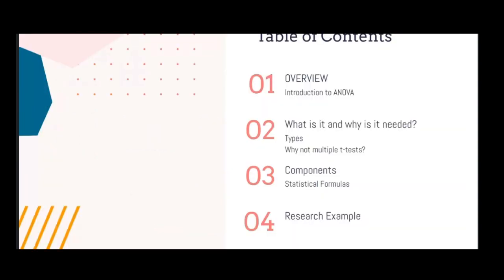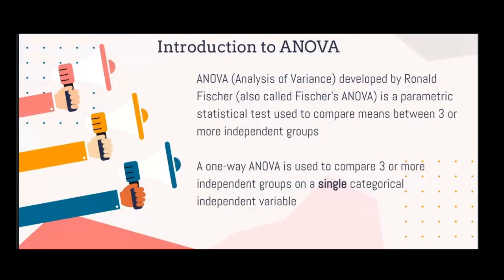So this is just a really quick table of contents. So the ANOVA, the full form is called the analysis of variance. Some clues as to what it does in those three words. But basically, this is a statistical technique that was developed by Ronald Fisher, and that's also the reason why it's called Fisher's ANOVA. It's a parametric statistical test used to compare means between three or more independent groups.